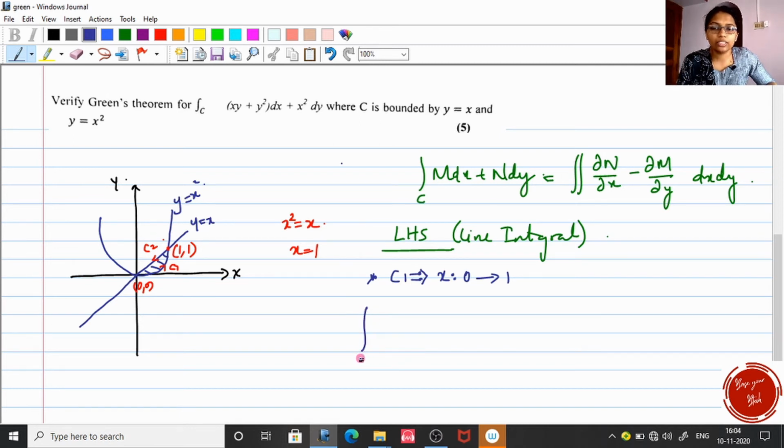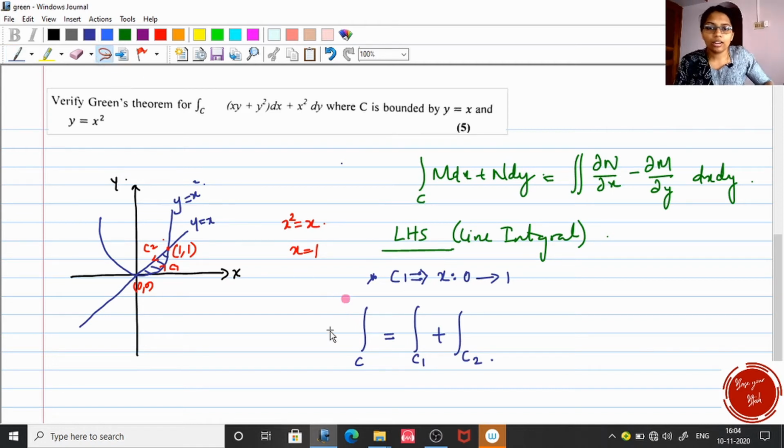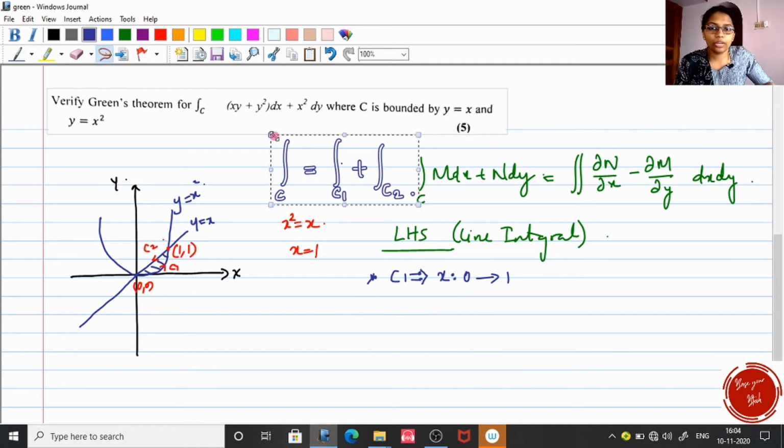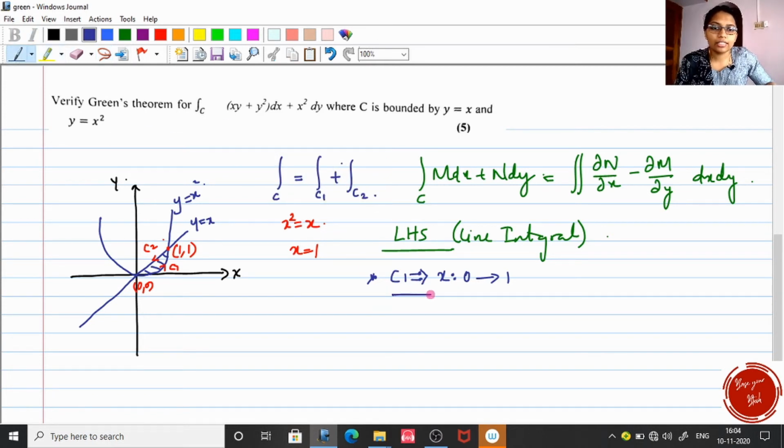This integral over C can be split into two integrals, C1 and C2, and firstly we are doing the integral over C1. For C1, convert every y value into x value. For this conversion we need one formula, on what basis we can convert the y variable into the x variable. For that reference we need the curve C1 equation. What is the C1 equation?